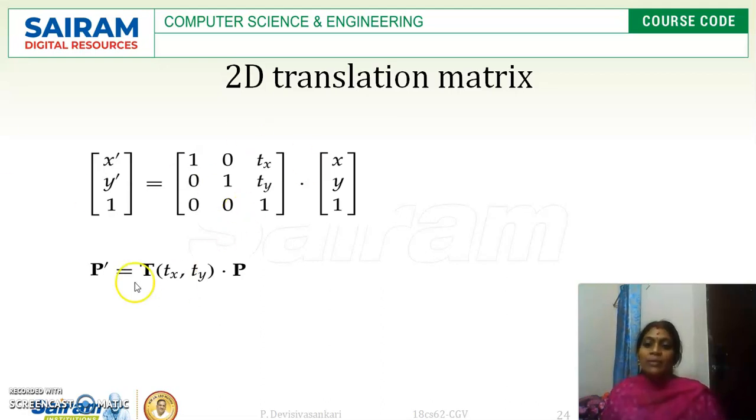So simply we can write P dash is equal to T of Tx and Ty, the translation matrix, multiplied with the P value. Okay, so previously it was addition, but now we are changing this into multiplication. This is the main use of the homogeneous coordinate, right?